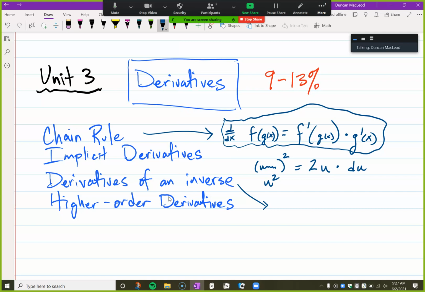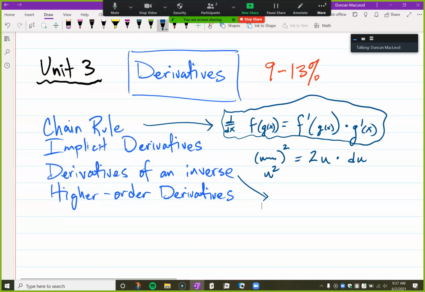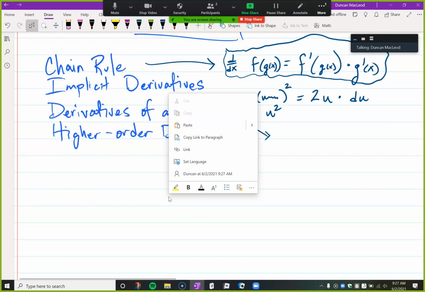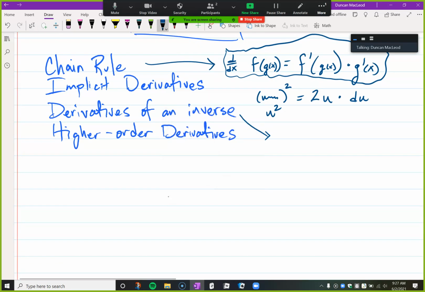Derivative of an inverse, it might be one question. Higher order derivatives is the same. Higher order derivatives is second derivative, third derivative, fourth derivative. That's what higher order derivatives are. They can be done on explicit, so this would be the notation for higher order derivatives of explicit.